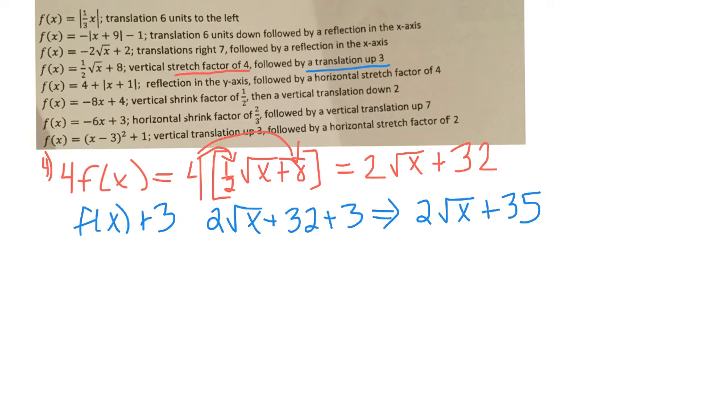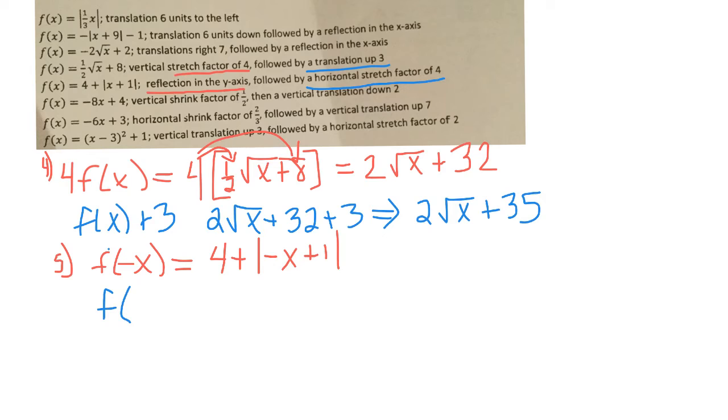Number 5 says a reflection in the y-axis followed by a horizontal stretch factor of 4. So when I do a reflection in the y-axis, that's f of negative x. So that's 4 plus the absolute value of negative x plus 1. And then a horizontal stretch factor of 4 is f of horizontal's reciprocal. So what goes in the equation is the reciprocal of the factor.